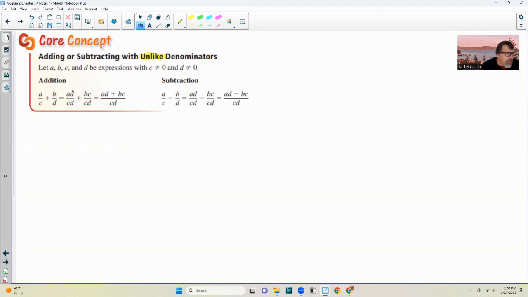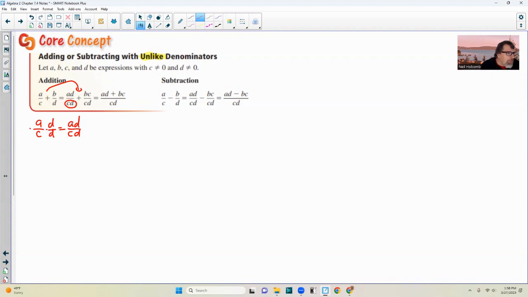Okay, so what did they just do here? They wanted a common denominator. So they're making this a little confusing, but it's not too bad. Notice we have a C and we have a D. So how they got from here to here was they took A over C and they multiplied it by the other denominator, D over D. So it would be times D over D, right? And that would give us AD over C times D, which is CD. And that's how they got this CD here.